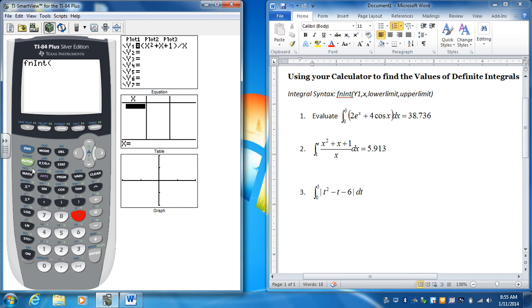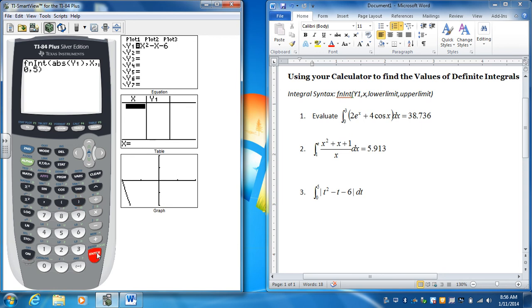If you hit second and then the 0 button, it's going to pull up a catalog that lists all the available functions. The very first one is ABS, which is absolute value. So I want to integrate the absolute value of my function, and then I can go ahead and do the x, comma, lower limit 0, upper limit 5. So what this does is integrate the absolute value of whatever y1 is, y1 being the t squared minus t minus 6. And then you go ahead and hit enter.